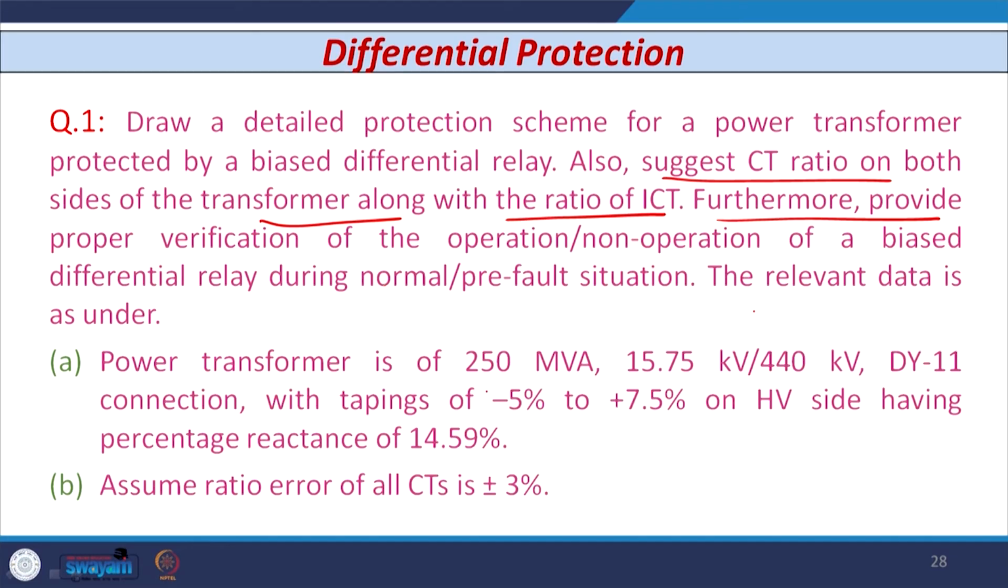The data are: the power transformer rating is 250 MVA, 15.75 by 440 kV, and it is a DY11 type transformer. It is a tap changing transformer, so tappings are provided from -% to +7.5% on the HV side. The reactance is 14.59%, and you need to assume the ratio error of all CTs, that is plus or minus 3%, that means normal CT as well as the interposing current transformer, that is ICT.